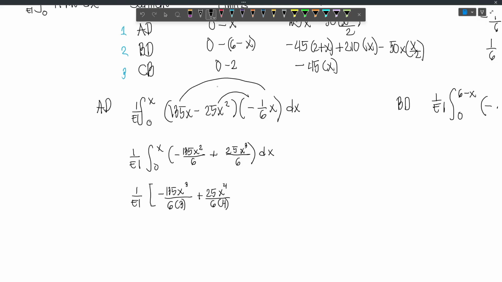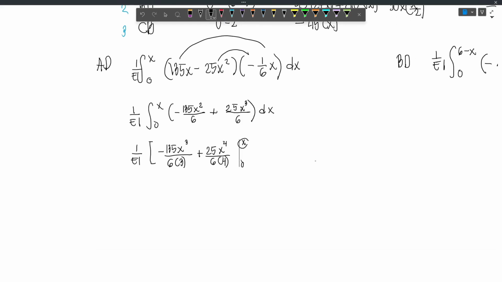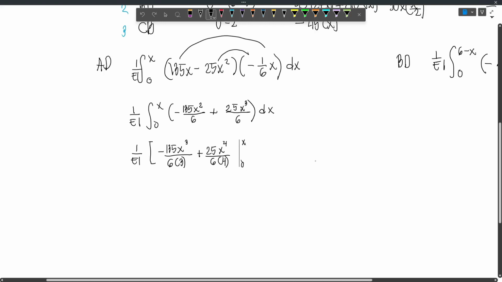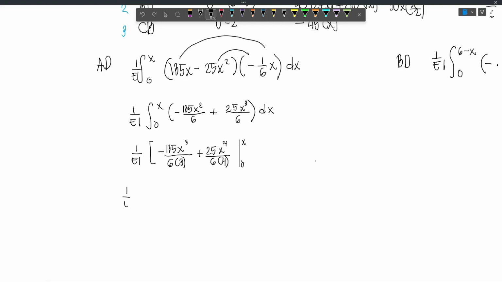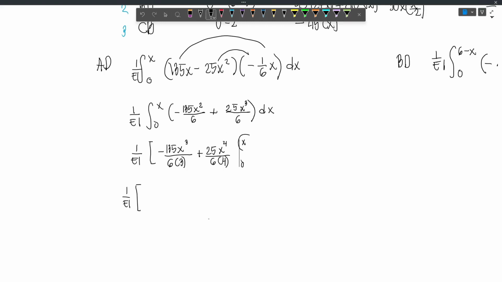Ito na yung integral natin. And then, the limit is from 0 to x. Now, what this essentially means is we will subtract the upper limit and the lower limit. Again, what will happen is this one. 1 over EI. First, we will substitute x for this expression and then substitute it by 0. And then we will get the difference of both those expressions. Now first, let's substitute x. Wala lang din mangyayari kasi yung variable natin dito is x. If papalitan natin ng x, we will retain the same equation.